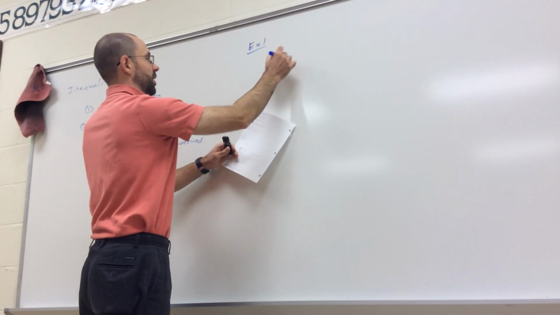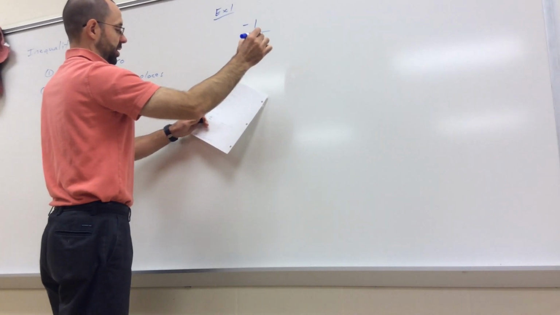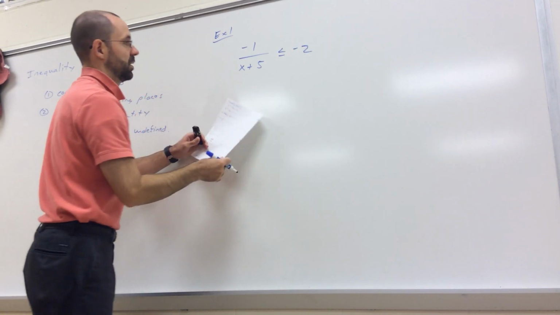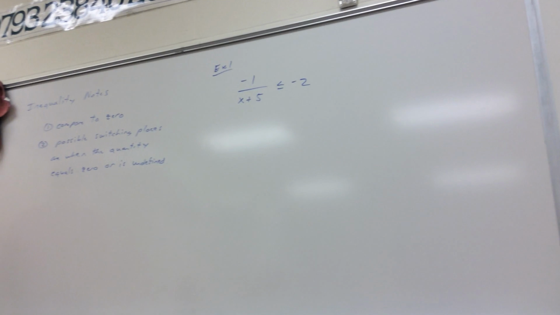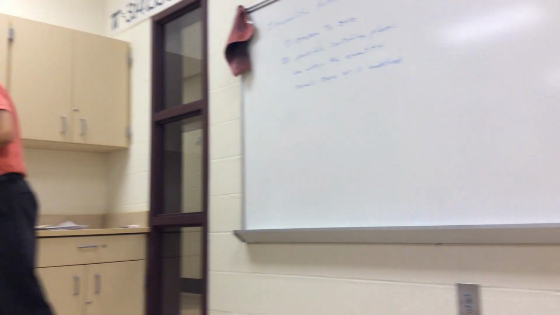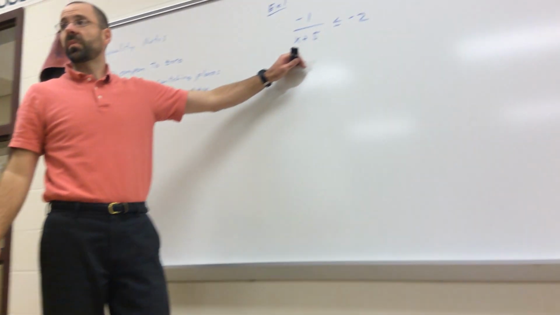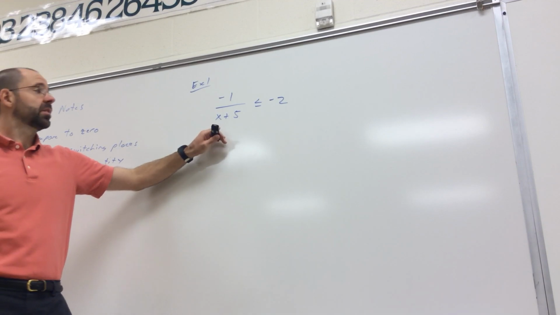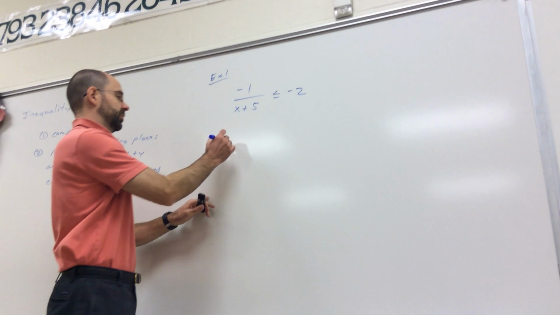So let's say you've got -1 over x plus 5, and you're trying to figure out when that is less than or equal to -2. All right, so you're supposed to compare to 0. So first we're going to move the -2 over. So we'll just add 2.